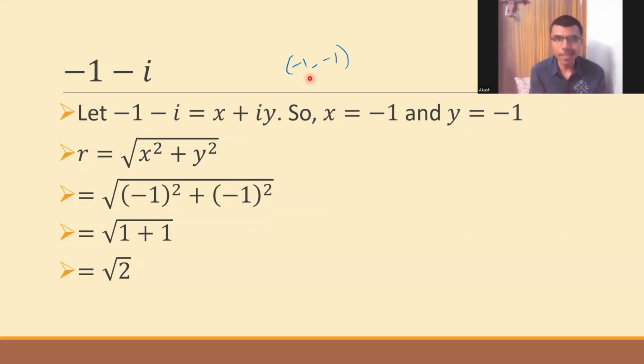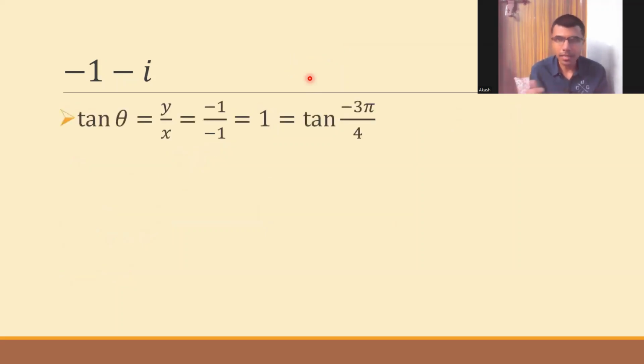So I need to get a theta. If you remember, I just showed you, r into cos theta plus i sin theta. That theta I'm talking about. To get theta, we have a formula. It's nothing but tan theta is equal to y by x. Now if you observe, tan theta is nothing but y by x, which is -1 by -1. So ultimately I got 1. But here you see I wrote it as tan of -3 pi by 4.